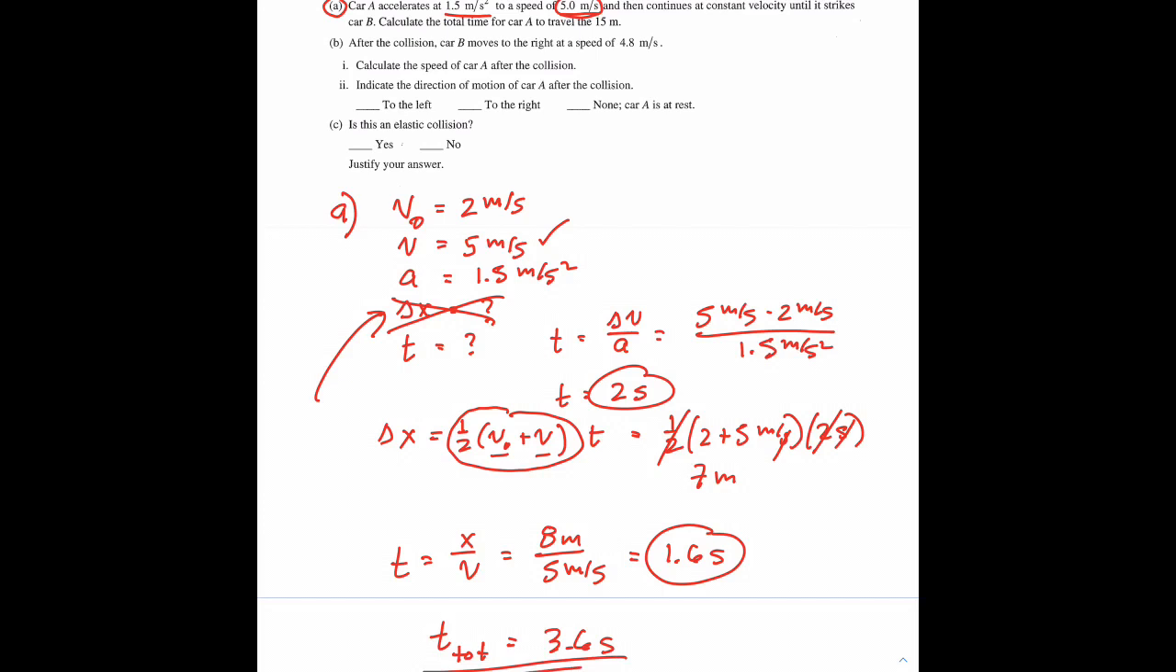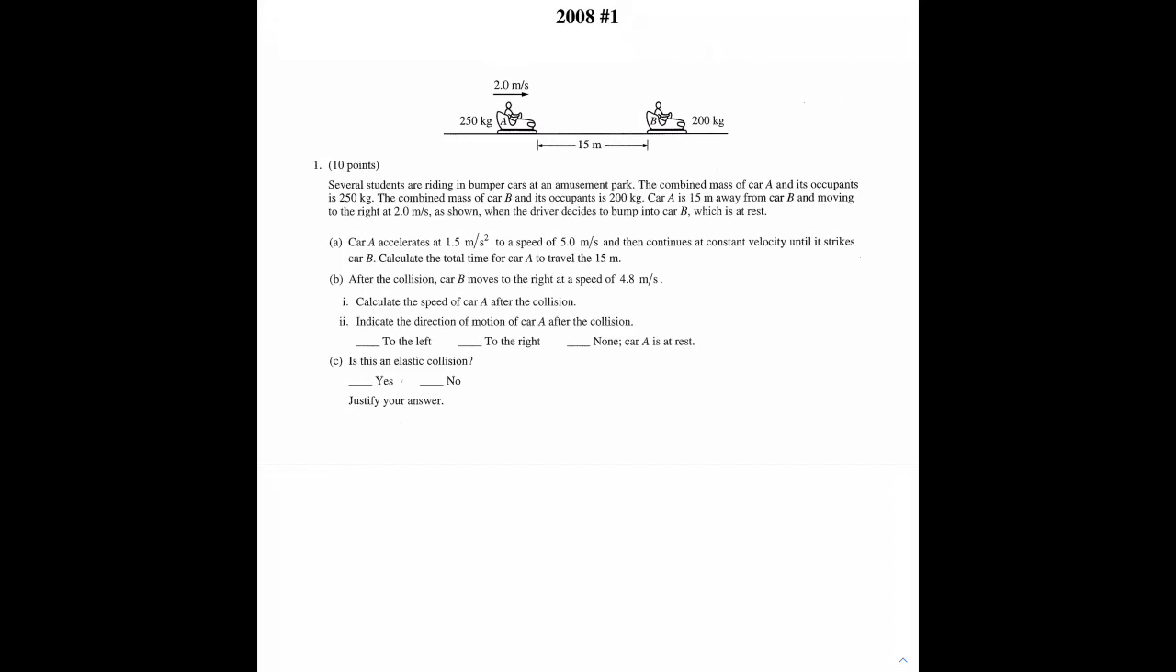Okay, take a minute and review that, and we'll pick up with parts B and C of this problem in the next video. Let's pick up where we left off on this AP problem from 2008. We already found in the previous video that the time it takes for cart A to collide with cart B is a time of 3.6 seconds.